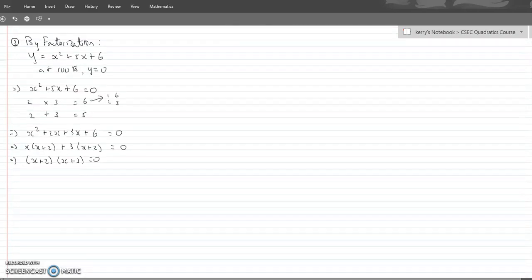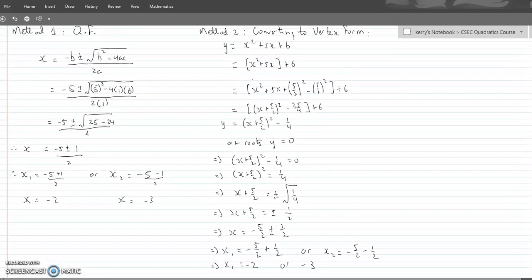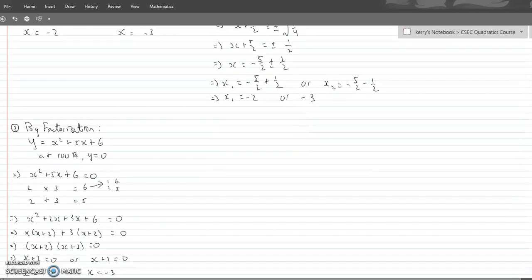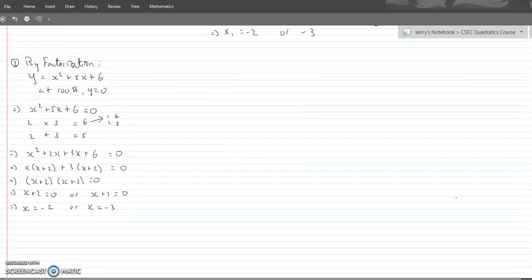When you take out the x plus 2, you are left with x plus 3 outside, equal to 0. And now we know when two terms multiply to 0, either the contents of the first bracket is 0, or the contents of the second bracket is 0. So x is equal to negative 2, or x is equal to negative 3. So any one of the three techniques could be used: quadratic formula, convert into vertex form, or factorization. The fastest one is factorization.